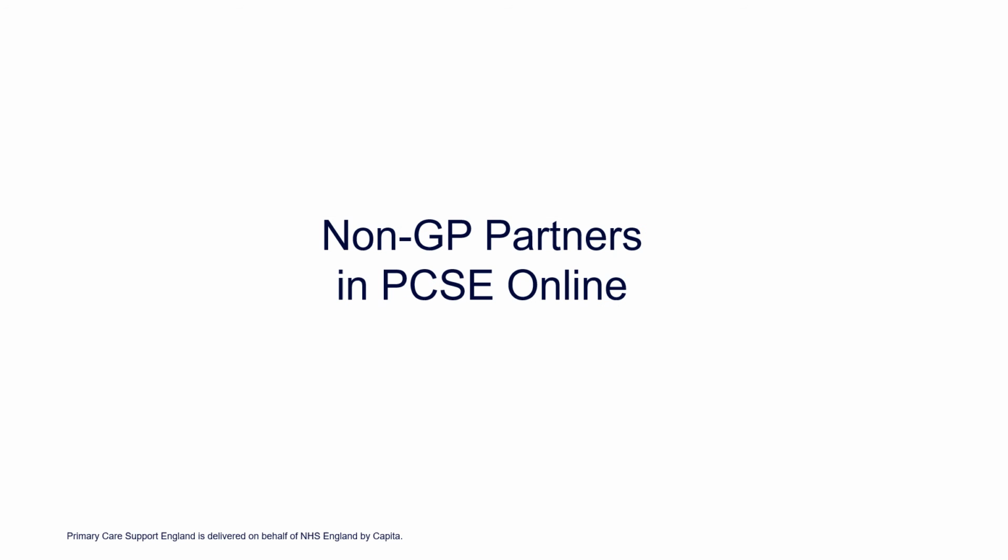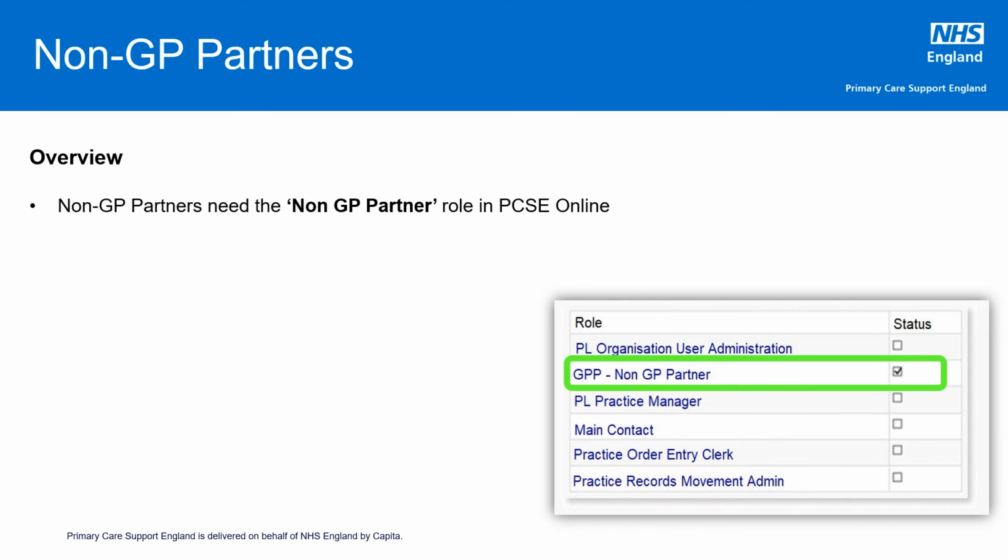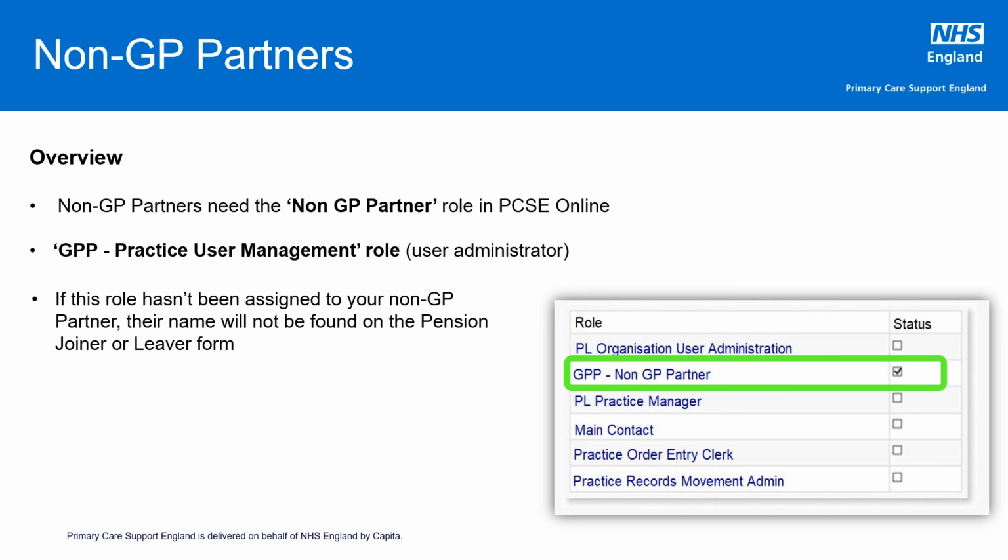Non-GP partners in PCSE Online. If you have a non-GP partner at your practice that needs to make contributions because they're part of the NHS pension scheme, you will first need to ensure that the non-GP partner role has been assigned to your non-GP partner in PCSE Online. The non-GP partner role in PCSE Online will need to be assigned by the GPP user administrator at the practice. If your non-GP partner doesn't have this role, then you will not be able to locate them on the pension joiner or leaver form.